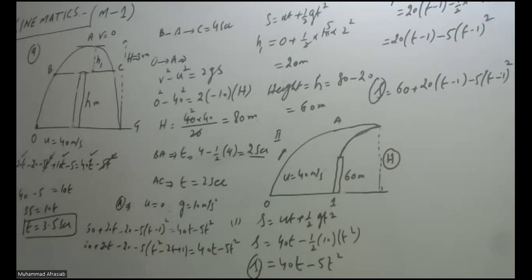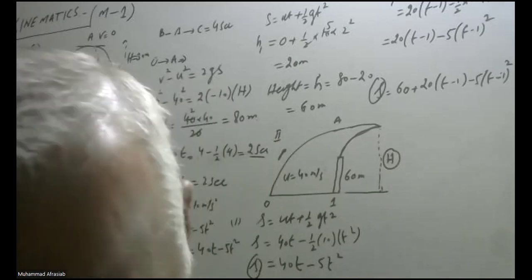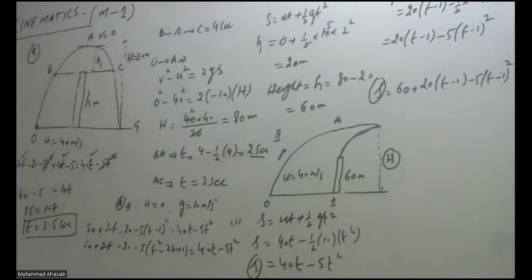when they are being projected from O and the other particle is being projected after 1 second with a speed of 20 meters per second. So this is the complete solution for this projectile motion of the particles when one particle is thrown upward from a height of 60 meters after 1 second.